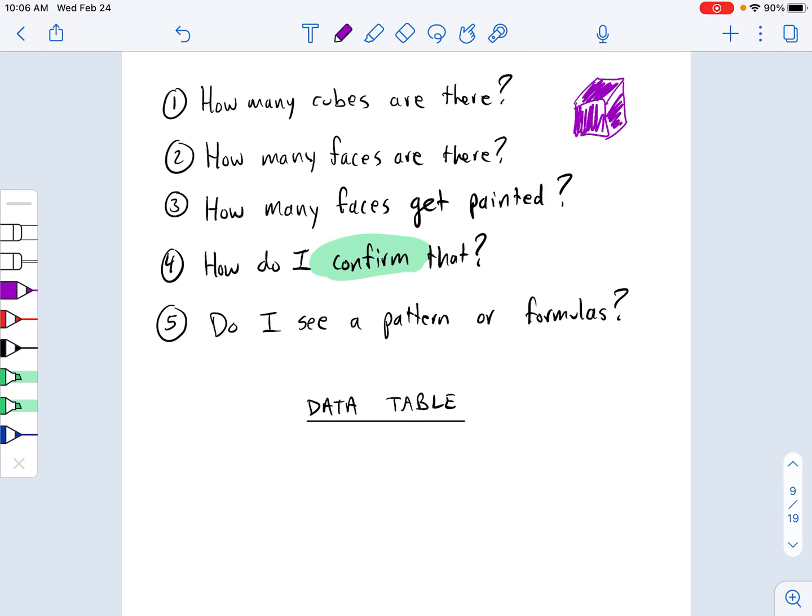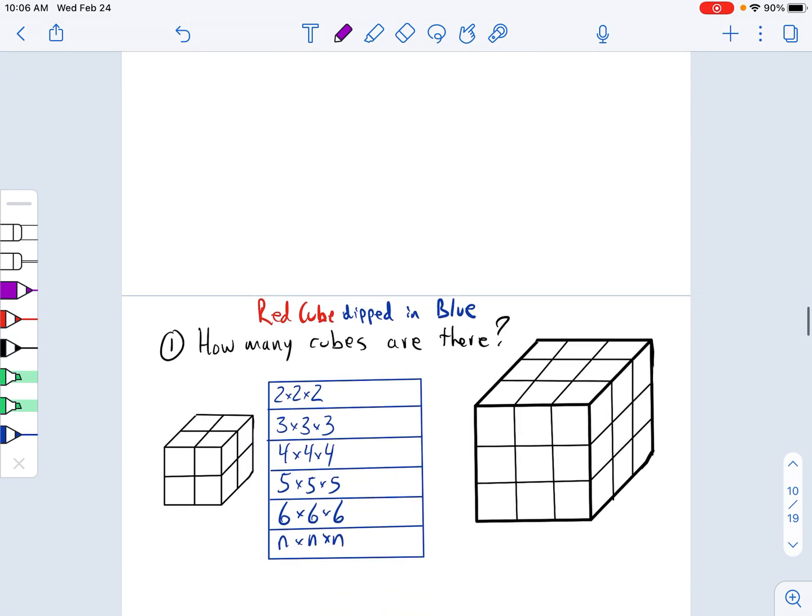A lot of you discovered an answer to that, but the big deal is, how did you confirm that answer? How are you so certain that you are correct? And then, did you see a pattern and could you develop formulas? So here are some of the connections and discoveries I was hoping you guys would encounter.